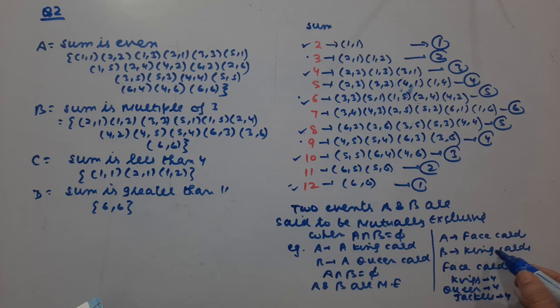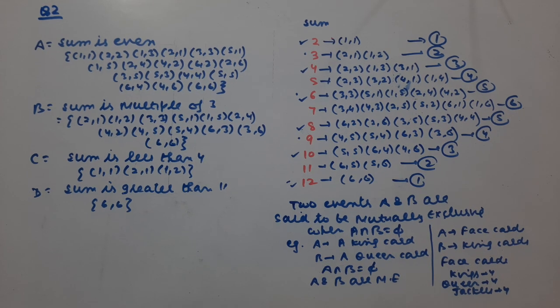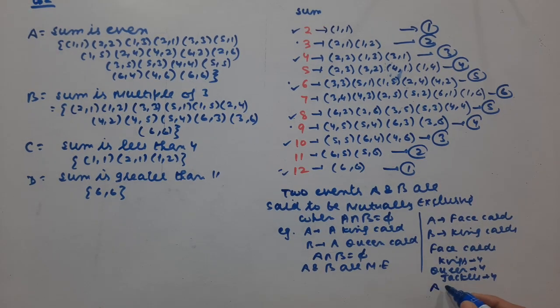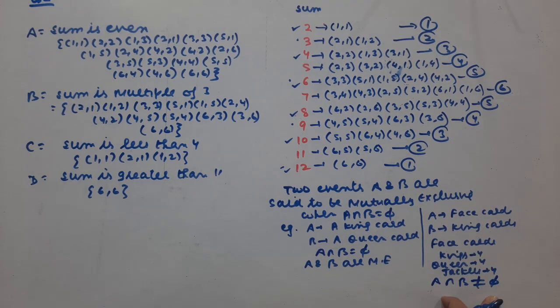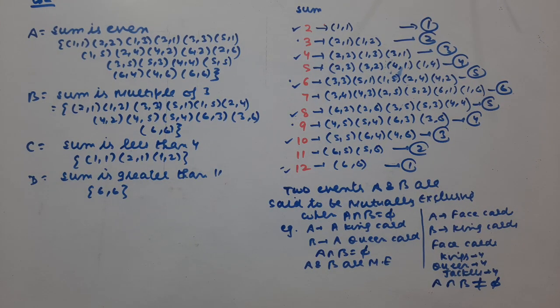And the second event B is king cards. So the king cards are common between the face cards and the king cards. So here A intersection B is not phi. So A and B are not mutually exclusive over here, right students? A is face card and B is king card.